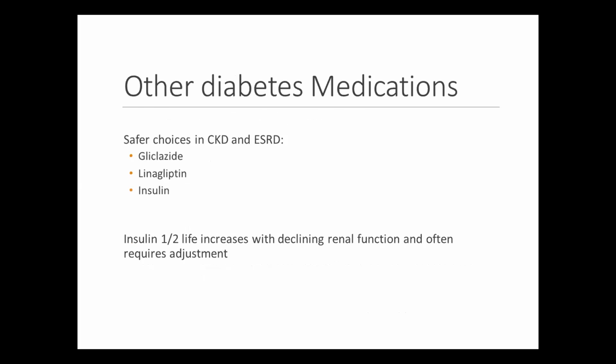As renal function progresses, there are some other agents that could be used in place of metformin and other contraindications in advanced CKD. Glipizide, linagliptin, and insulin are safer choices in advanced CKD and end-stage renal disease. Insulin half-life increases with declining renal function, and so it often requires a dose adjustment.